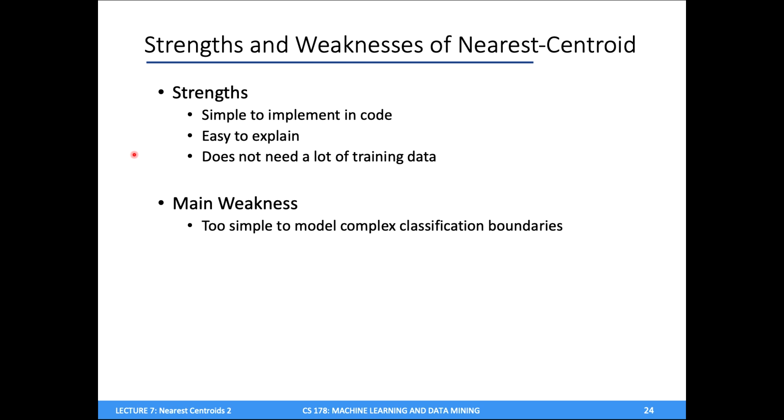So to summarize our nearest centroid algorithm, the strengths of this model are that it's very easy to implement in code, and it's fairly interpretable and easy to explain. And another major strength of this algorithm is that it doesn't need a lot of data. So even with a small amount of data, you can actually fit these nearest centroid classifiers pretty well. But of course, the main weakness, as I just demonstrated to you guys, is that it's really too simple of a model for most data sets of interest. And in fact, this is a phenomenon of underfitting. So the model is just too simple to match the complexity of the data.